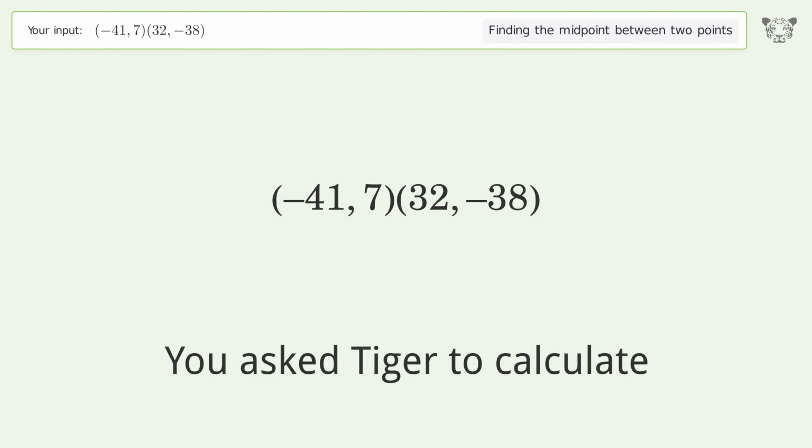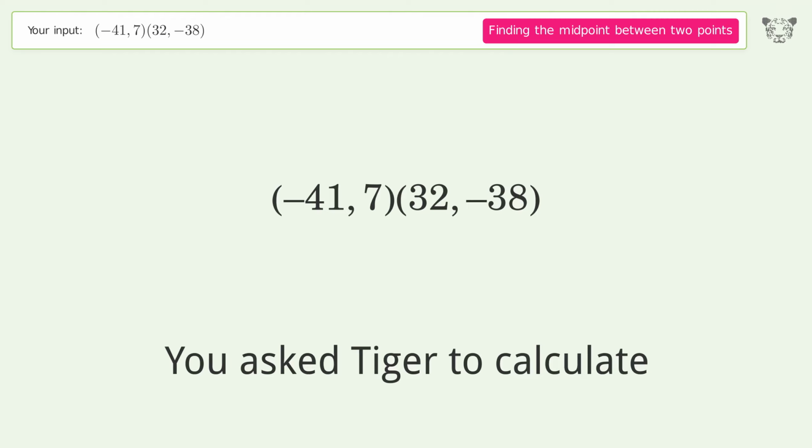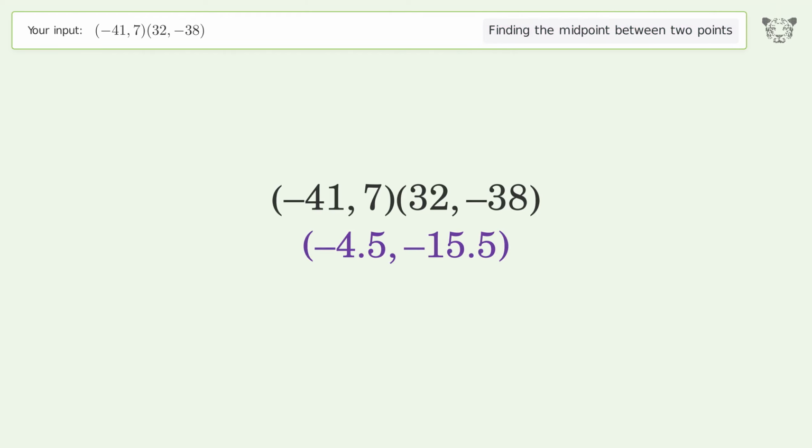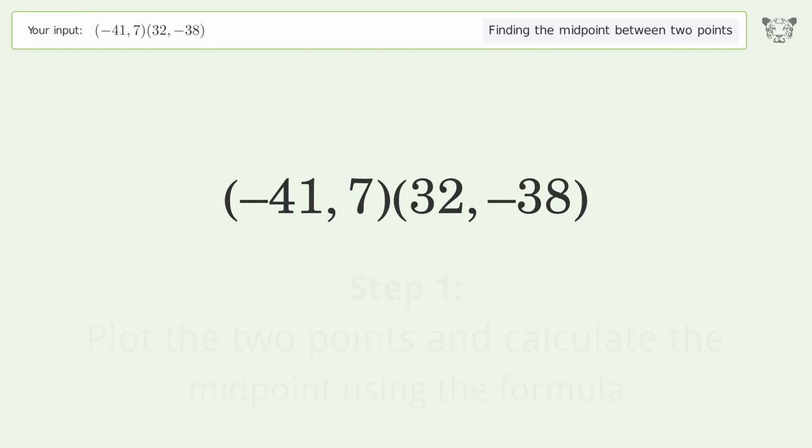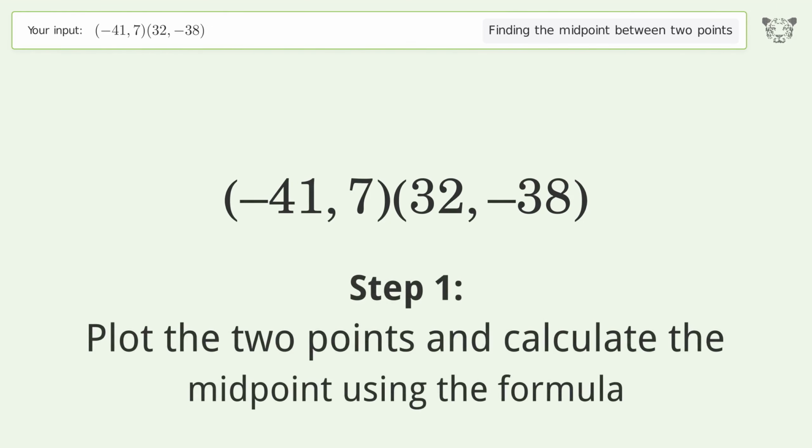You ask Tiger to calculate. This deals with finding the midpoint between 2 points. The midpoint between the 2 points is -4.5, -15.5. Let's solve it step by step. Plot the 2 points and calculate the midpoint using the formula.